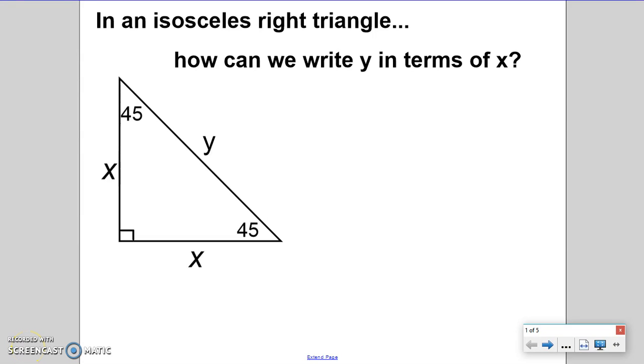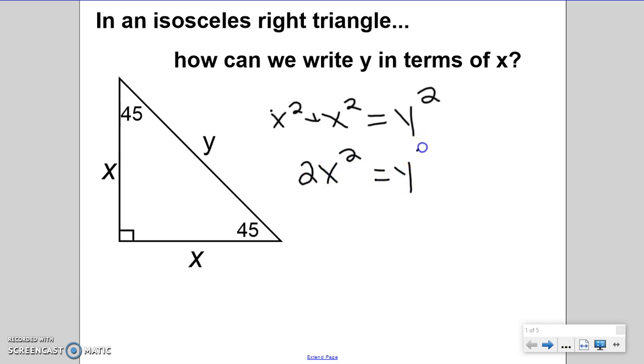This video is about special right triangles and the side relationships that show up in two specific right triangle situations. So the first thing that we're going to do here is try to rewrite the hypotenuse y in terms of the side length of x. And I'm going to do that by starting out with the Pythagorean theorem. So the two sides, x squared plus x squared, is going to be equal to y squared. Combining like terms on the left-hand side gives me 2x squared equal to y squared.